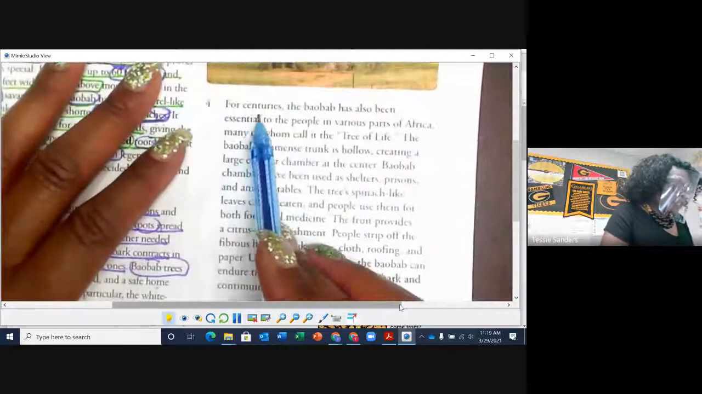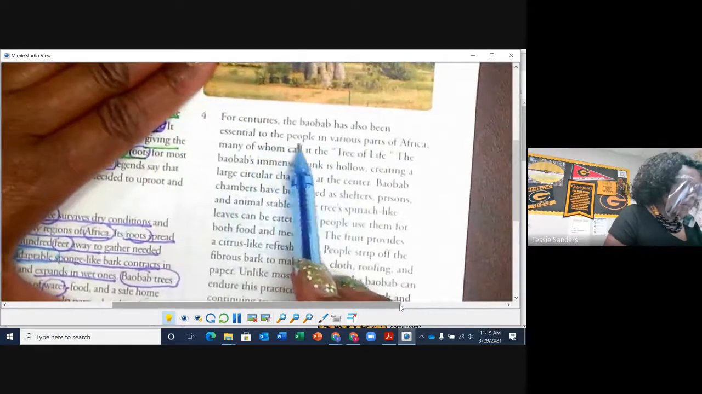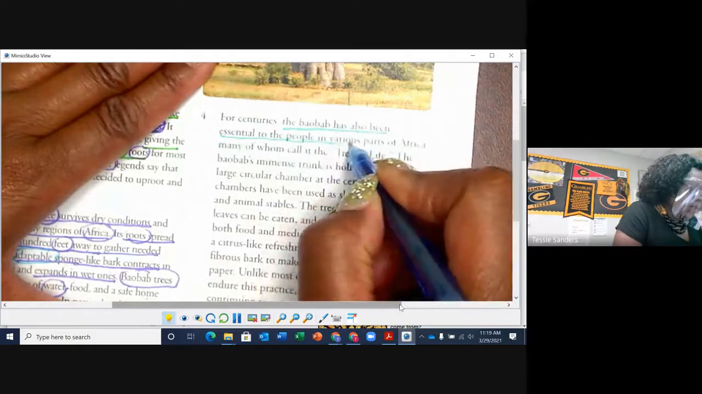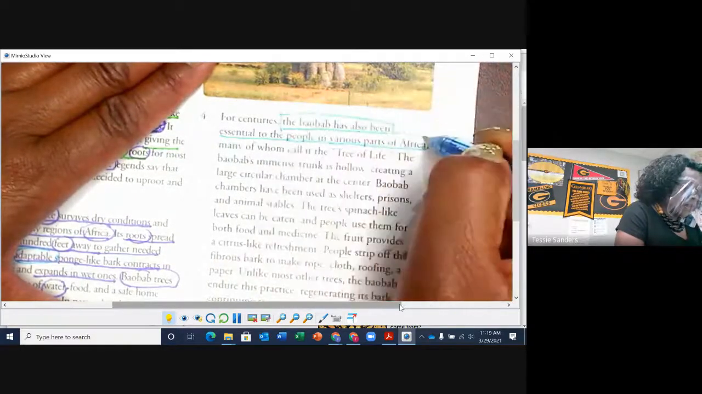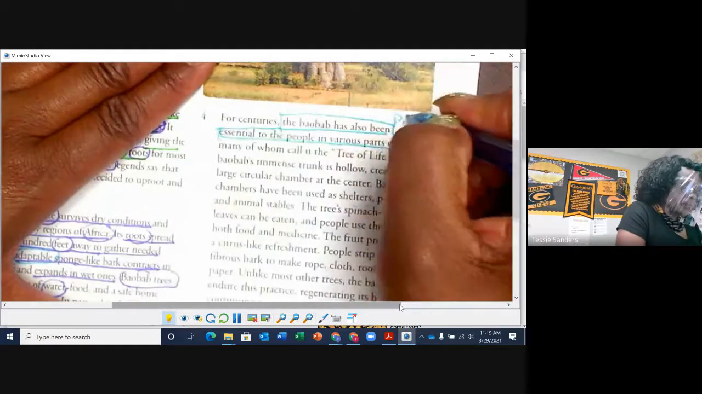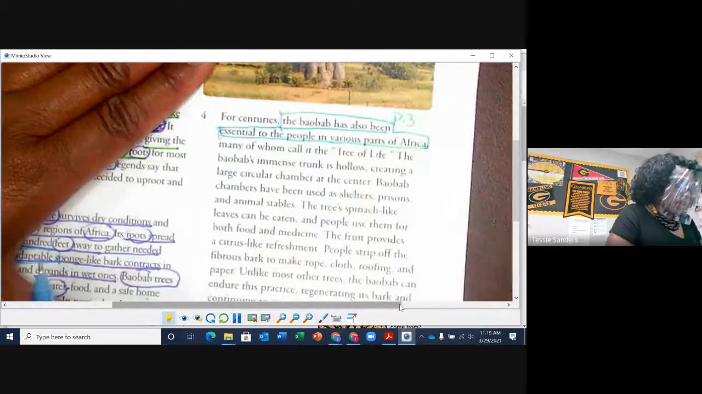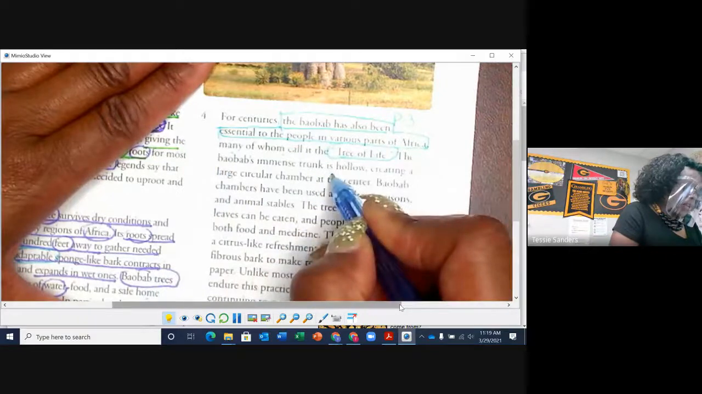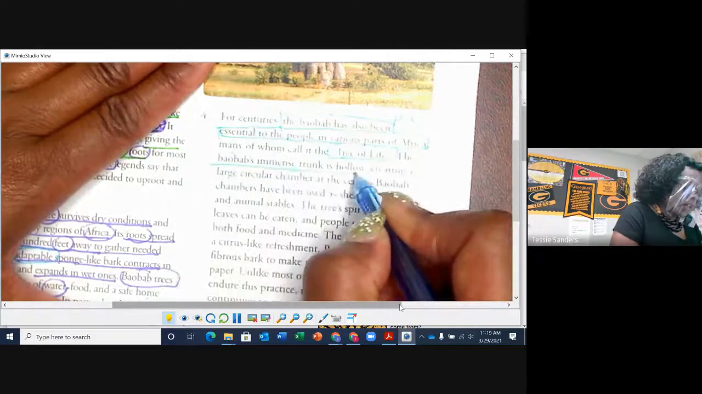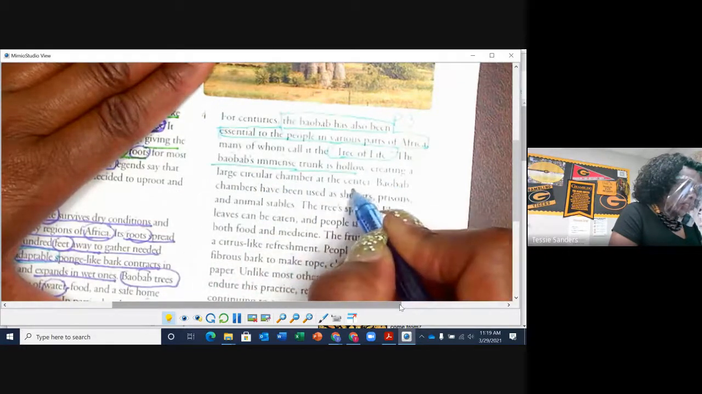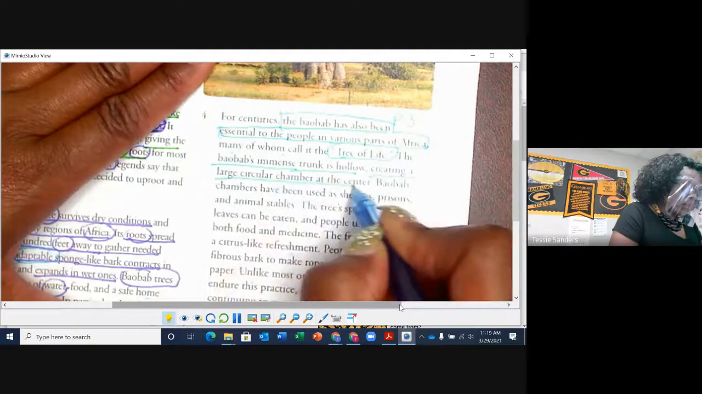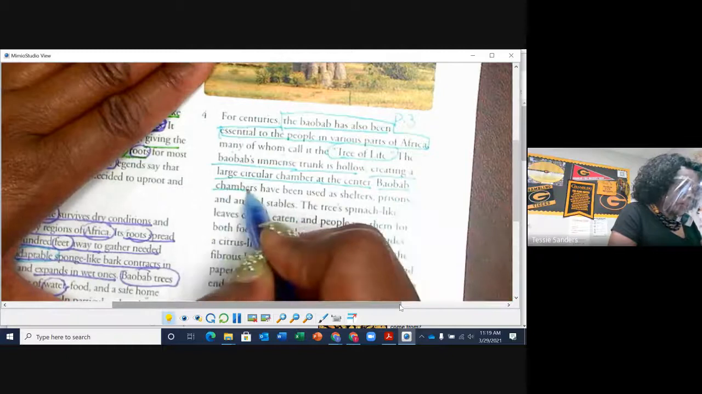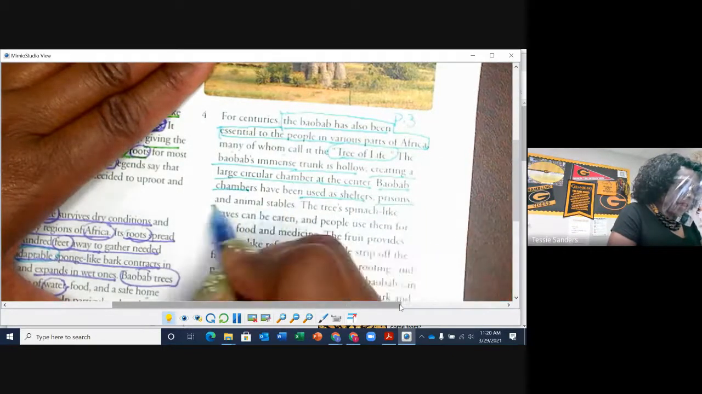Paragraph 4. For centuries, the Balboa has also been essential to the people in various parts of Africa. So this is what paragraph 4 is all about. The Balboa being essential to various parts of Africa, many of whom call it the tree of life. The Balboa's immense trunk is hollow, creating a large circular chamber at the center. Balboa chambers have been used as shelters, prisons, and animal stables.